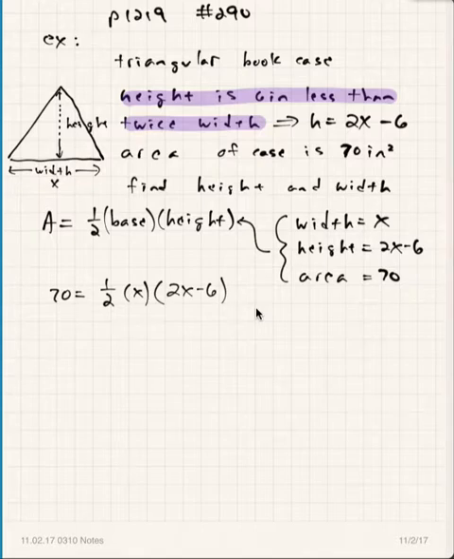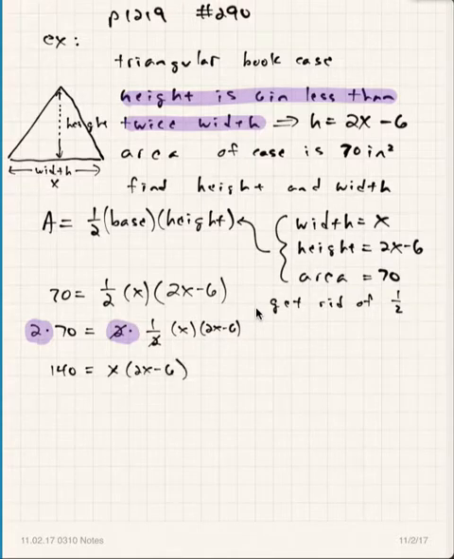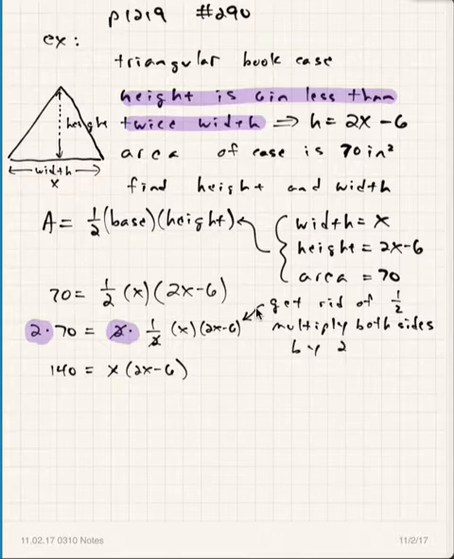Now, what do you do with that 1/2 would be a good question to ask at this point. And what I would do before I do anything else is get rid of the 1/2, because you don't really want a fraction in there if you can help it. So I would simply multiply both sides of the equation by 2. That would clear the fractions out because on the left side you get 140, but on the right side these would divide out, and you'd just be left with x times 2x minus 6. So multiplying both sides by 2 is the way to go there, to get rid of the 1/2 in that formula.